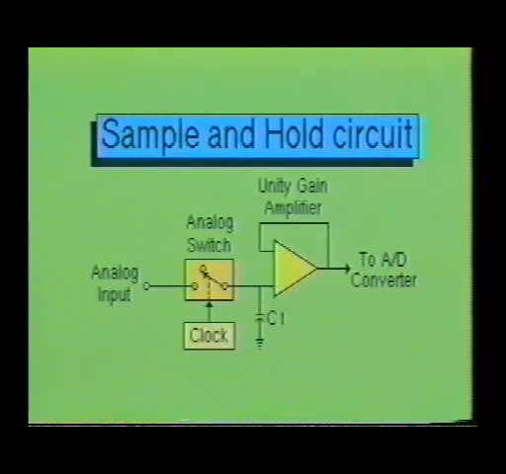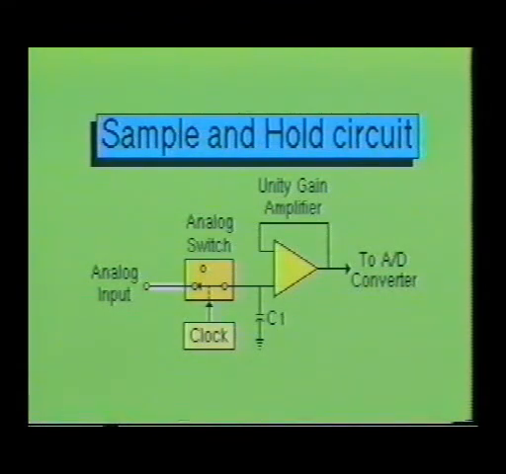One common method used to reduce the quantizing error is to use a sample and hold circuit at the input of the device. This simple sample and hold circuit can be used to eliminate the effects of quantizing error. Let's examine this circuit to see how it works.